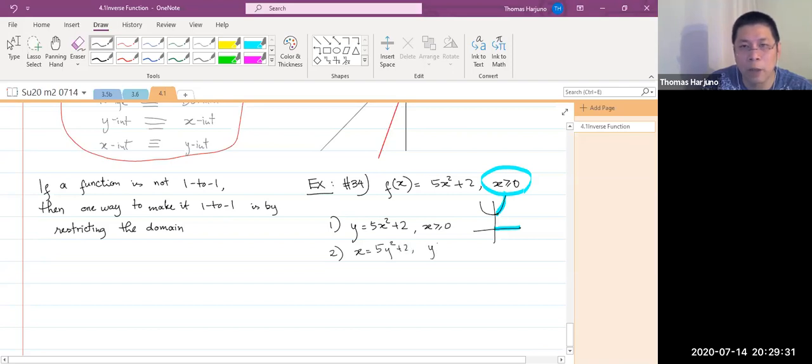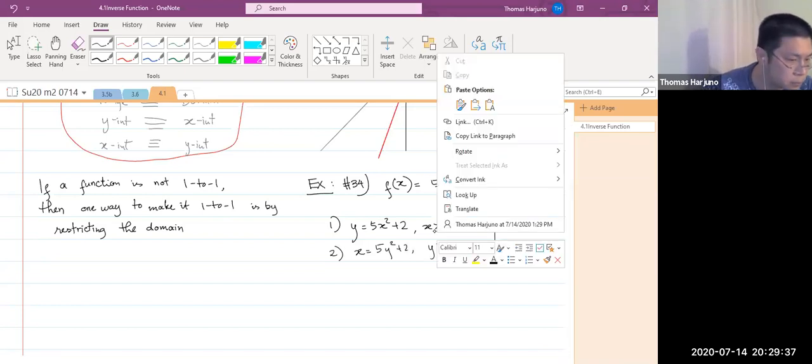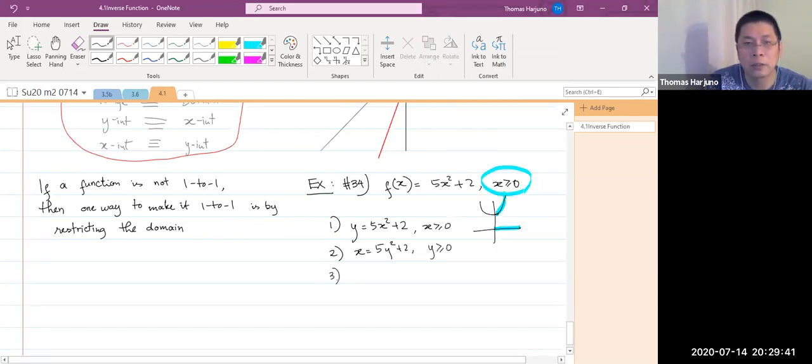then this also swaps, right? See what I mean? Now then step 3, I solve for y, x, and what happened?